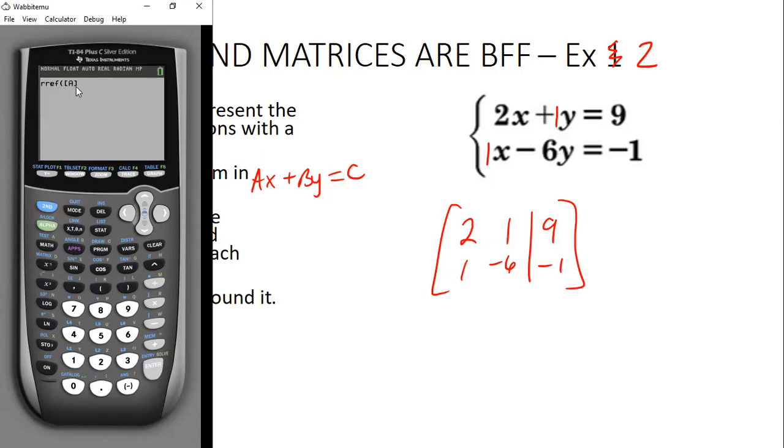And now I want to know what is the solution to this matrix, okay? This is called reduced row echelon form. If you were to do this all by hand, which is totally possible, we just don't have time for it. It is called the Gaussian elimination method.